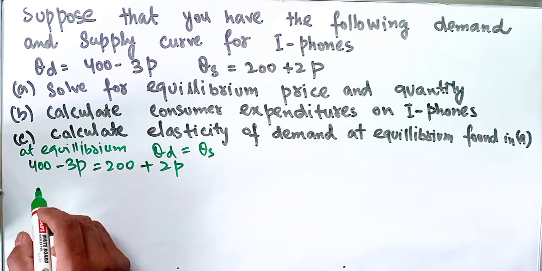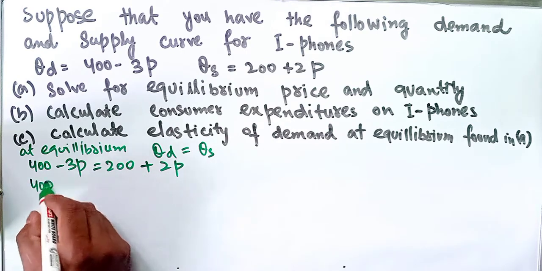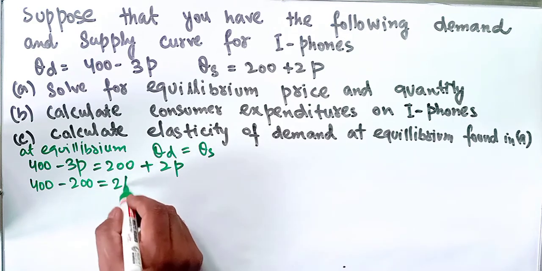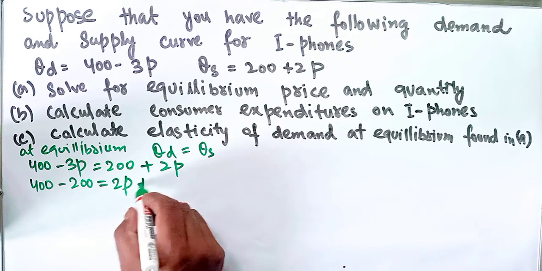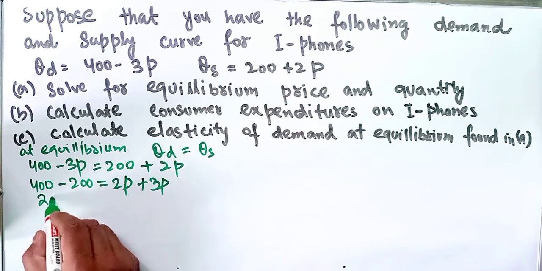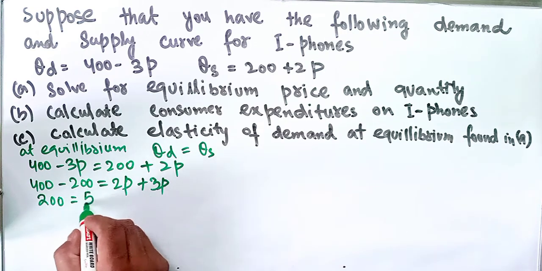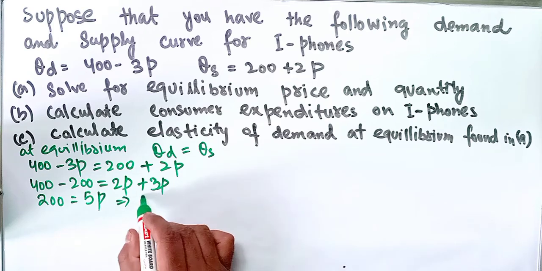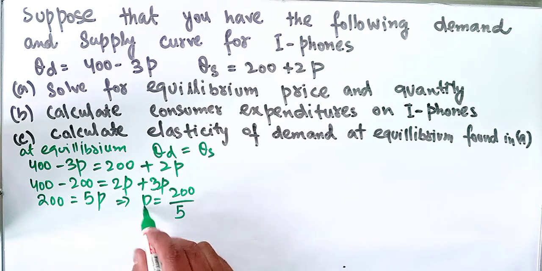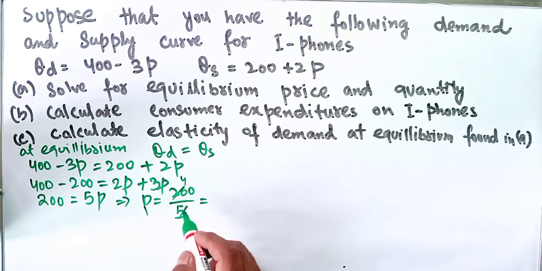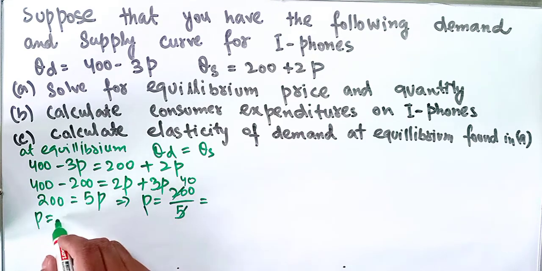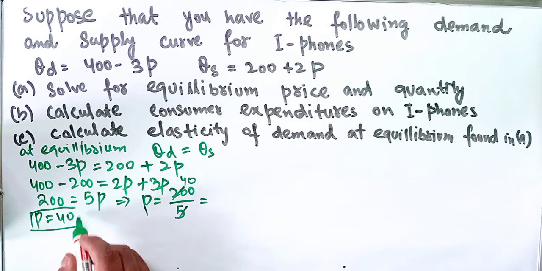Okay, when solving for price, this will become 400. Transposing this 2 on LHS, this will become minus 200, which is equal to 2p, and transposing this minus 3 on RHS, this will become plus 3p. Or we can write here, 400 minus 200 is equal to 200 is equal to 3p plus 2p is equal to 5p, which implies p is equal to 200 divided by 5, which comes out to be 40. 5 4s are 20, 5 zeros are 0. That means our equilibrium price is equal to 40. Okay, so this is our equilibrium price.